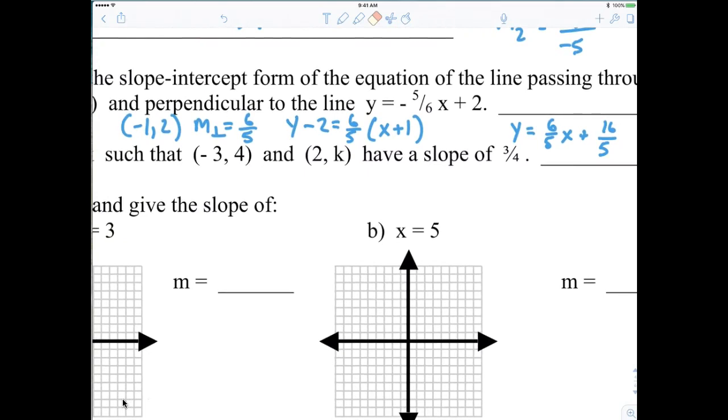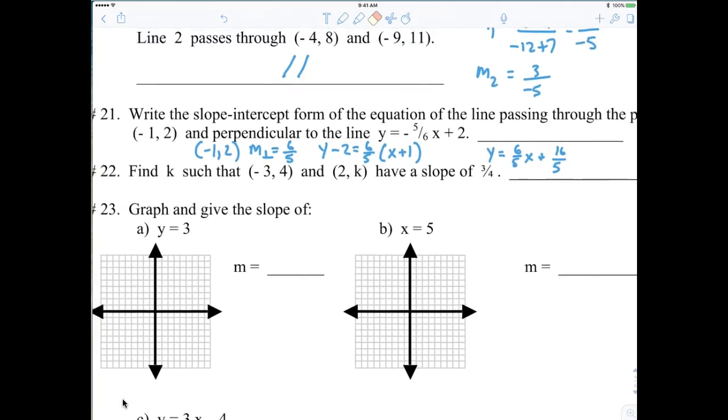So what part don't you understand so far? Where do you get x plus 1? From plugging in this point into the equation, because it's plus 1, right? Which is y minus y1 equals m times x minus x1, right? Okay, I got that. And so then you get y minus 2 equals 6 over 5. And then you get 6/5 plus x plus 6/5 plus 2. Good.